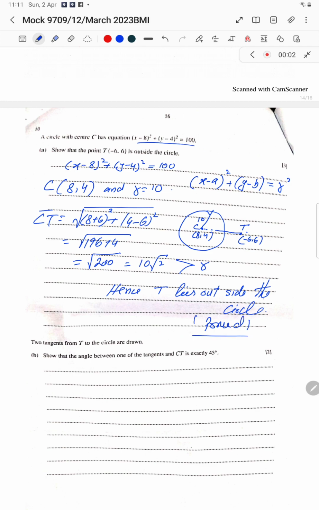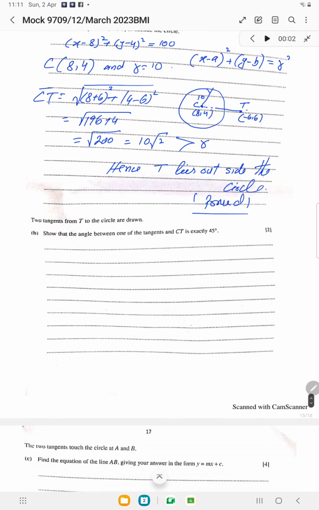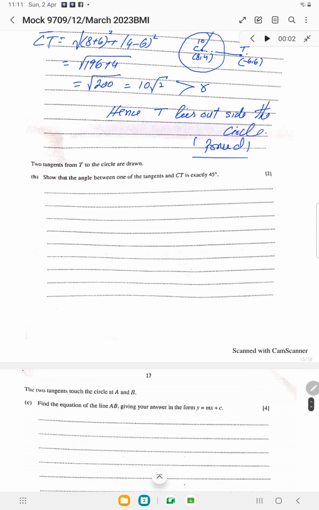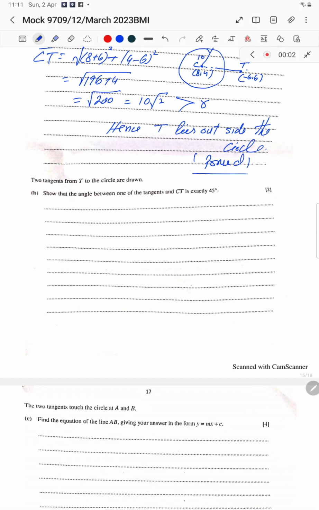Next part of the same question is 2 marks. The two tangents from T to the circle are drawn. Show that the angle between the tangents is 45 degrees. It means T is somewhere outside. This is the radius, and suppose we have one tangent here like this and the other one like this. Okay, T is here.